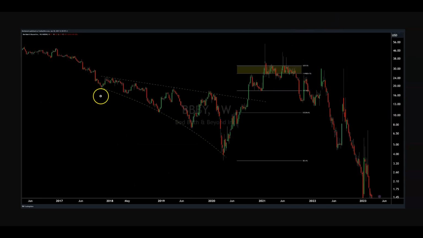This is one of the best examples ever on Bed Bath & Beyond. Multi-year Megaphone. Bulkowski would call this a descending, broadening wedge. I like shortening that to Megaphone. But this did break up eventually, and BBBY is bankrupt now, right? So just because it was a multi-year consolidation doesn't mean the business is okay, right? We're just trading a chart here, and that's important to keep in mind.